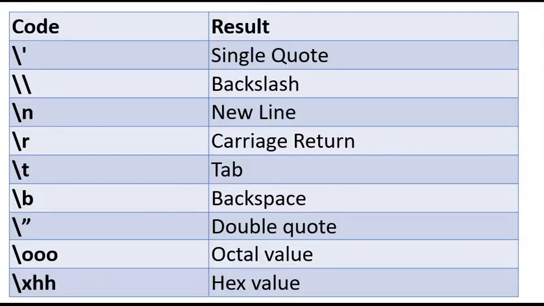These are a few escape sequences which you will learn and use in Python. If you want to print single quotes, you will use backslash single quote. If you want to print a backslash, you will use double backslash. For new line, backslash n. For carriage return, backslash r. For tab space, backslash t. For backspace, backslash b. Backslash double quote for double quote, backslash ooo for octal value, backslash xhh for hexa value.